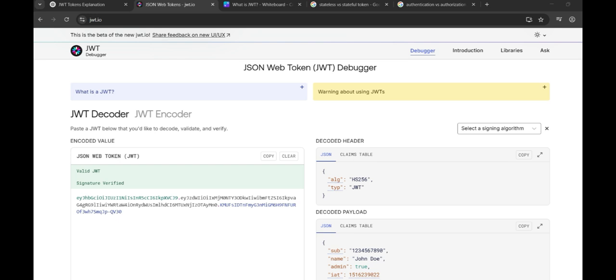Now before we wrap up our JWT discussion, there is one more critical topic that we need to cover, that is authentication and authorization. Understanding the difference between these two is essential when working with JWT, as they play a key role in securing applications. So let's quickly dive in to understand what authentication and authorization are and how they work in a real world example.